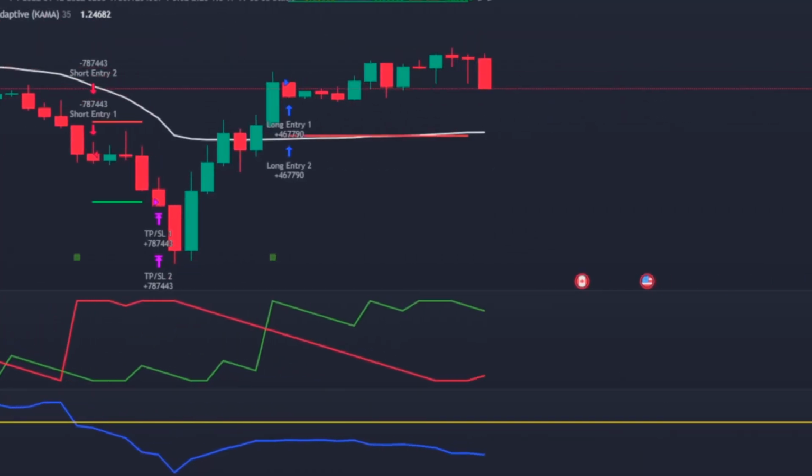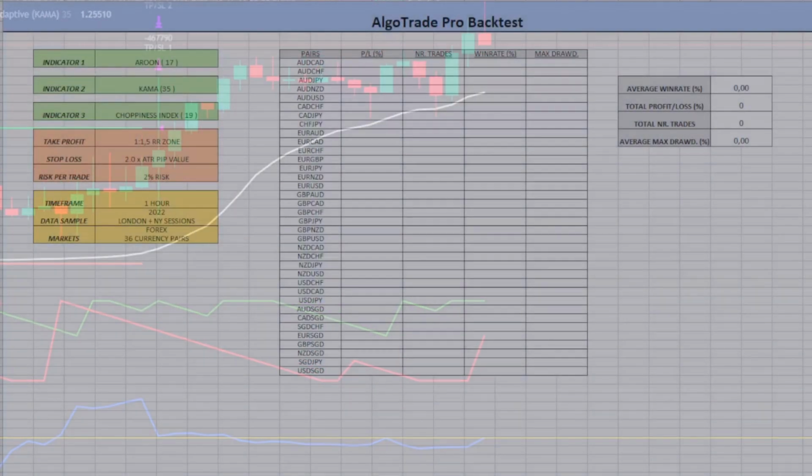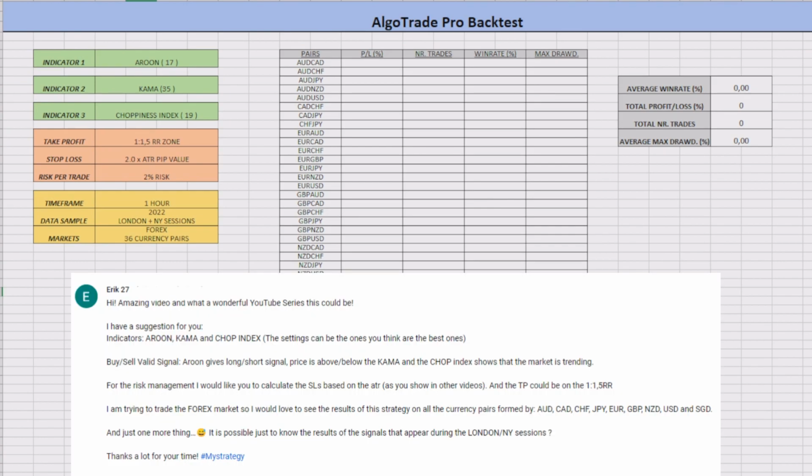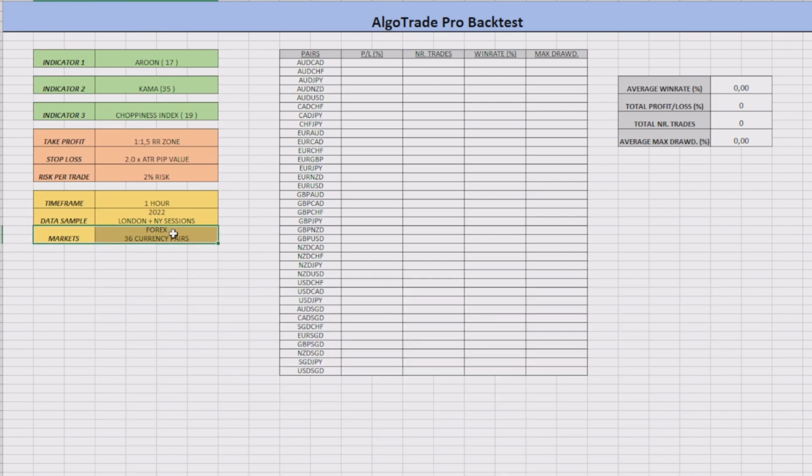So, without further ado, let's jump to the backtest. I will apply this strategy based on the requests of my subscriber, so on the 1 hour time frame of all the currency pairs considering the 8 major currencies and the Singapore dollar pairs, considering only the London and New York sessions of the data sample corresponding to 2022 and using a 2% risk per trade without compounding any of the profits. I will insert every important statistical information in this Excel to show you the average results.